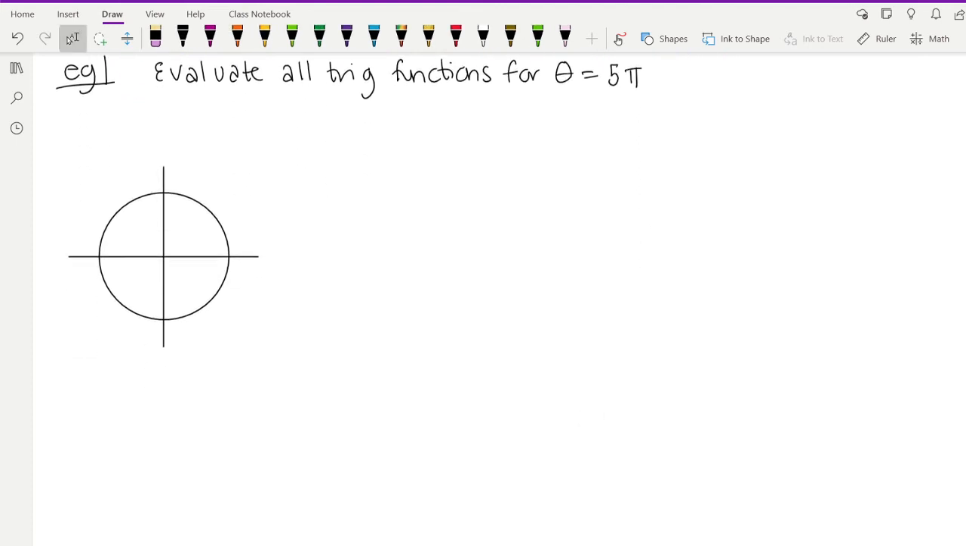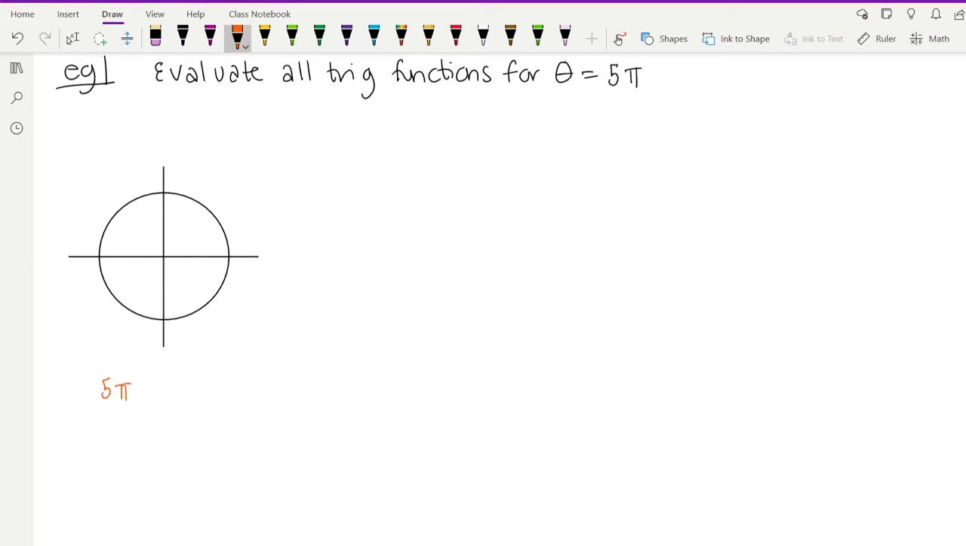Okay, so we're going to do a couple more practice problems, and we'll see that these bring up a couple of new things that can happen with the reciprocal trig functions. So the first one I want to do is evaluating all trig functions for the angle theta equal to 5 pi. So let's start by figuring out what the angle 5 pi looks like.